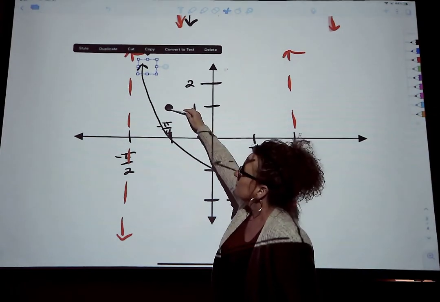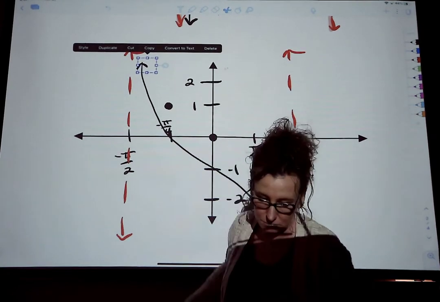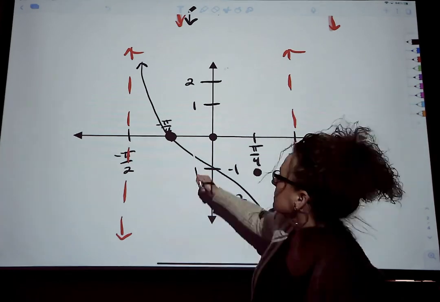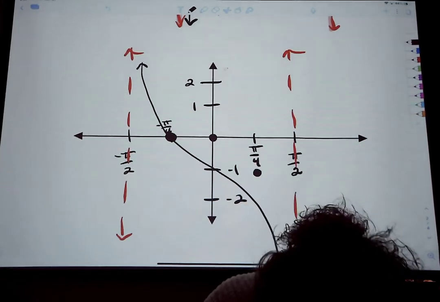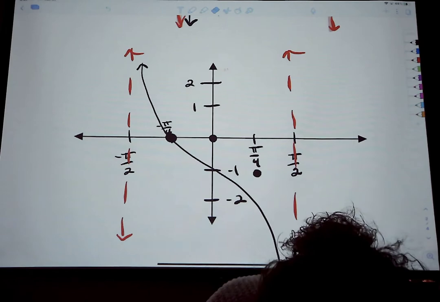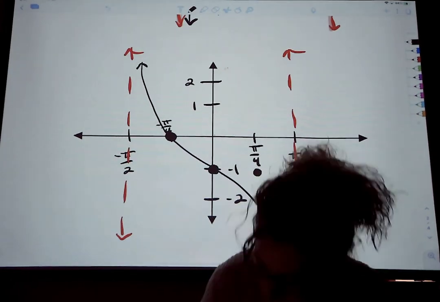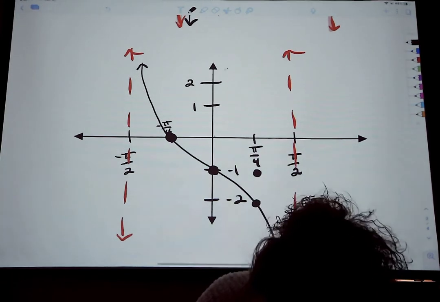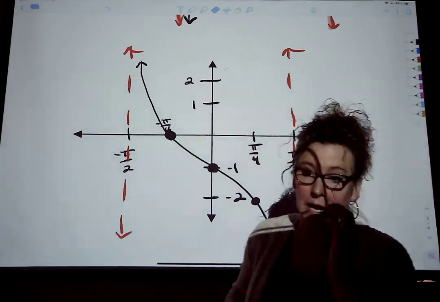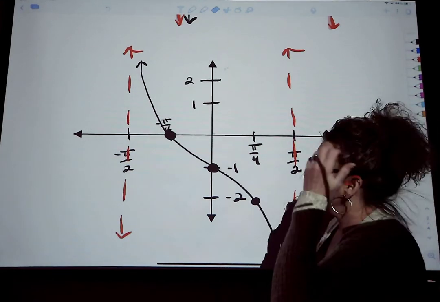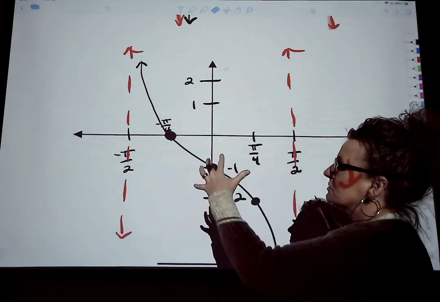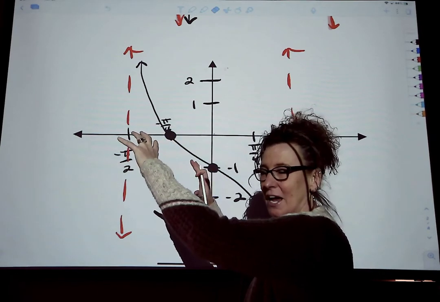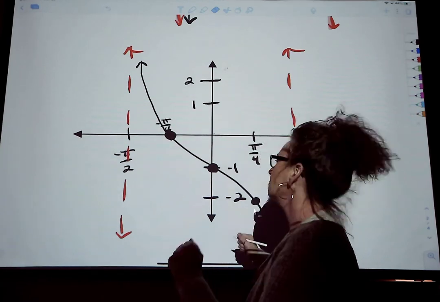So see this point? It's now down 1. See this point? It's now down here. See this point? It's now down here. Okay? And I know it's kind of easier on my program to do just because I can grab it and drag it down, but I think that helps you see the visual of where it was and where it needs to go. Everything just gets moved down 1.